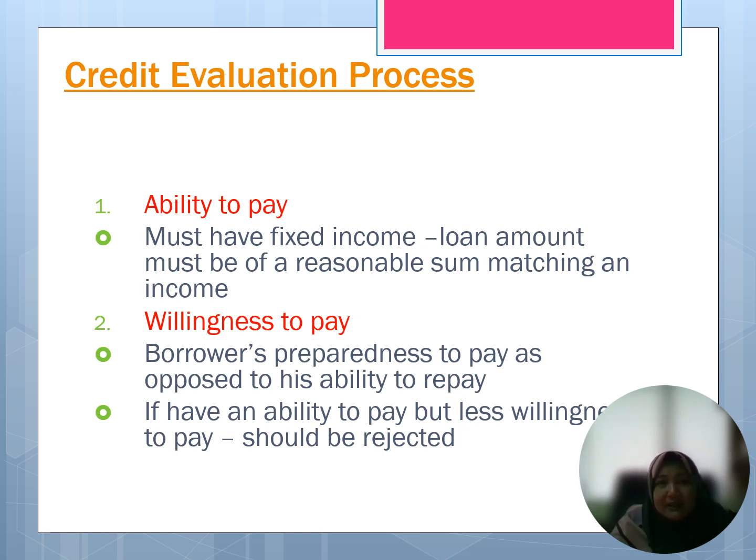Some borrowers have the ability to pay but they are not willing to pay. For example, in the case of study loan borrowers, after they graduate they are working, but they do not pay the loans, meaning they are not willing to pay back the loans. So when banks do credit analysis, they need to ensure the borrower has the ability to pay and is also willing to pay.